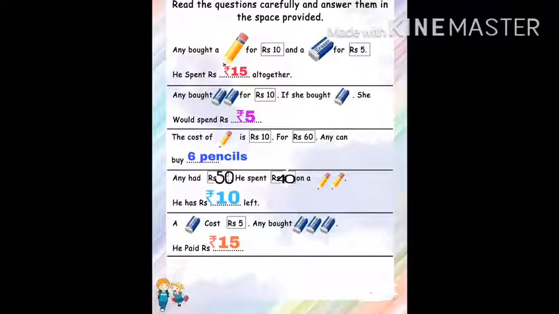A cost of 1 eraser is rupees 5, and Annie bought 3 erasers. So how much money does he have to pay? That means 1 eraser is of 5 rupees, then 3 erasers will be of 15 rupees. 5 threes are 15. So Annie has to pay rupees 15 for 3 erasers.